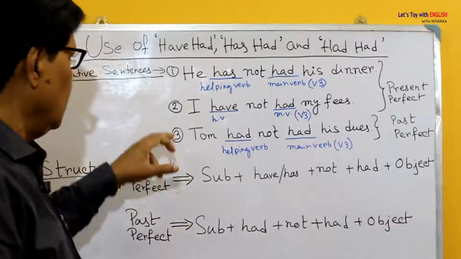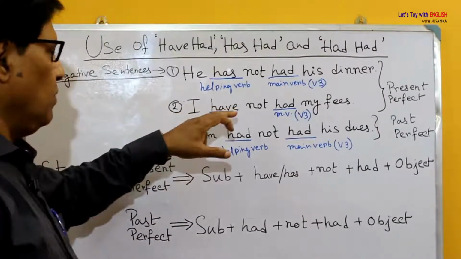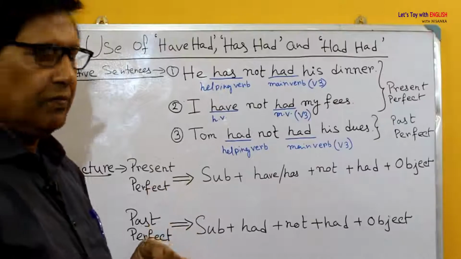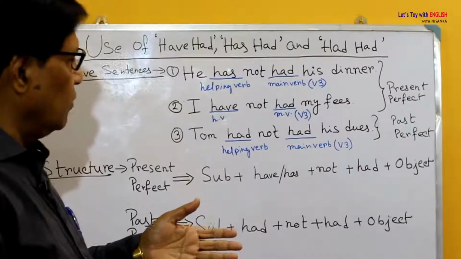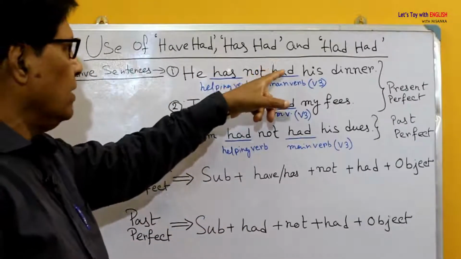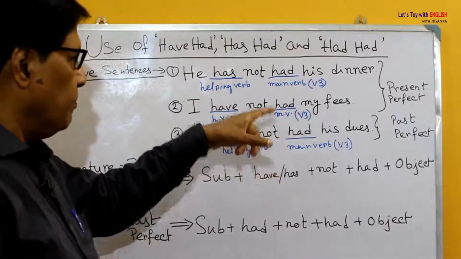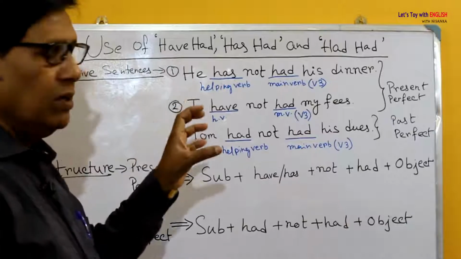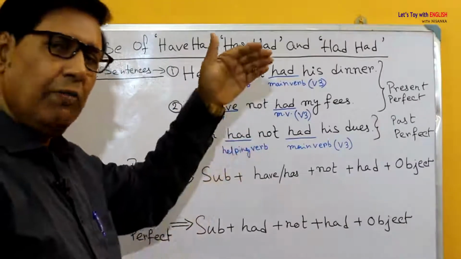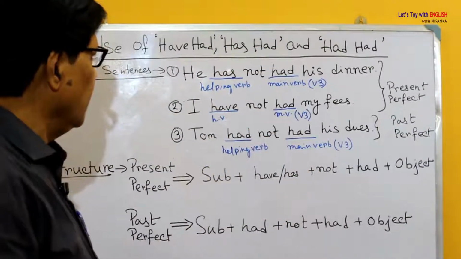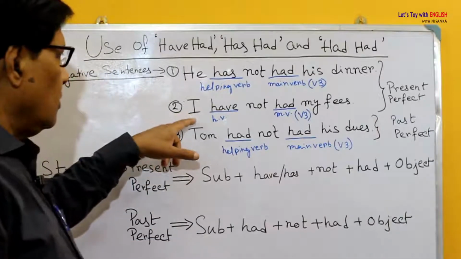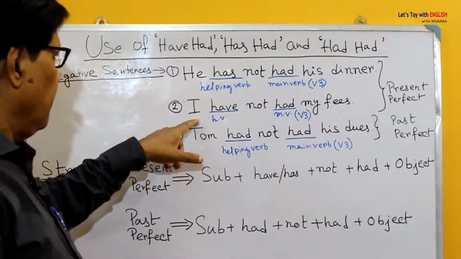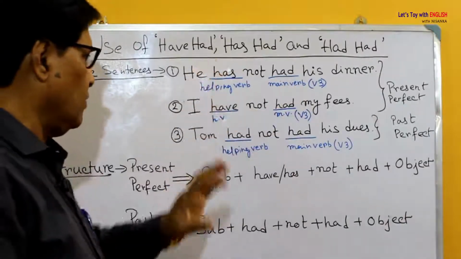Okay. Now the second one, I have not had my fees. I have already shown you, when this verb have becomes the principal verb, what does it mean or indicate or denote? I have already shown you a list. I think I must not repeat it. I have not had my fees, okay?